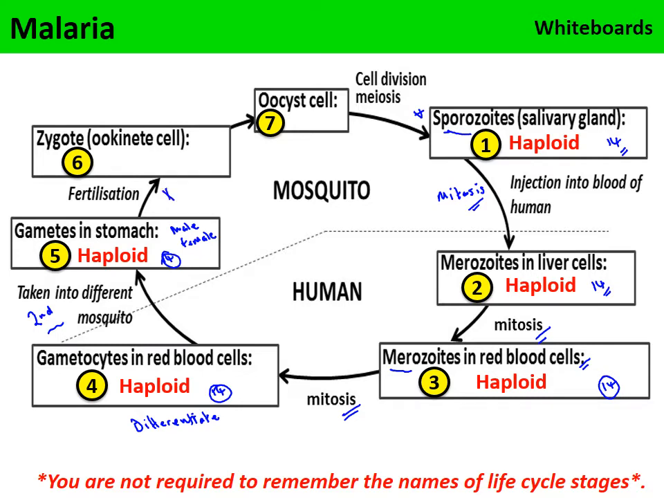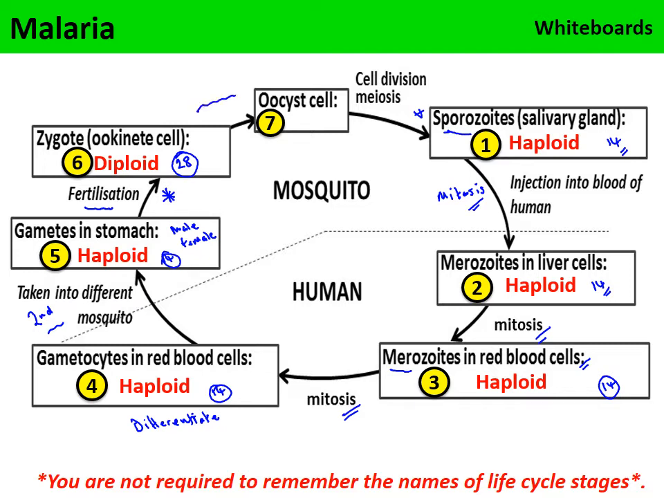Now inside the stomach of the adult female mosquito, we get fertilization. The male gamete will fertilize a female gamete. The two cells fuse together. It's called an ookinete cell. So that zygote we know is diploid this time, so its nucleus will have 28 chromosomes. This time we've got 14 different chromosomes, but we've got two copies of each, which makes 28.